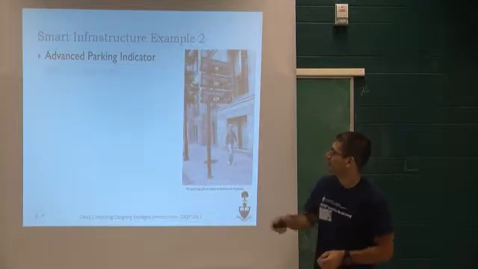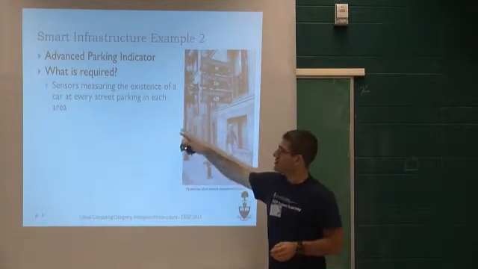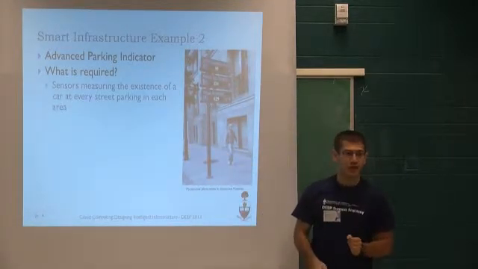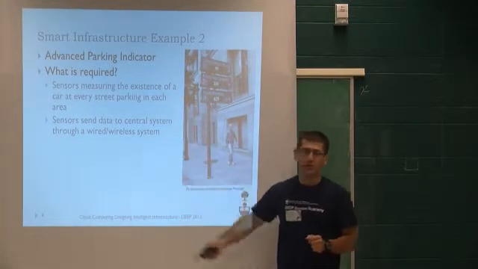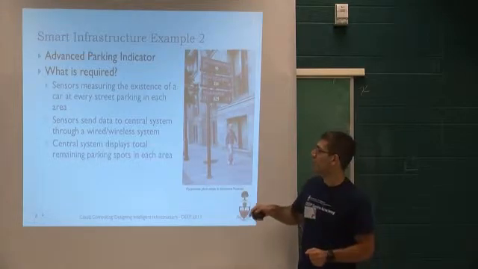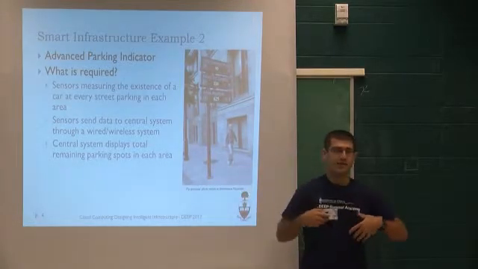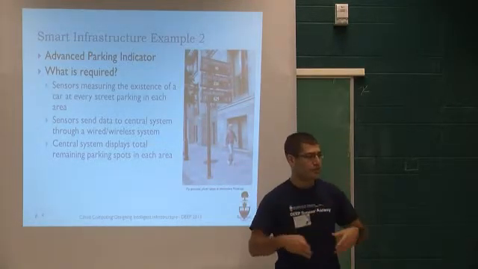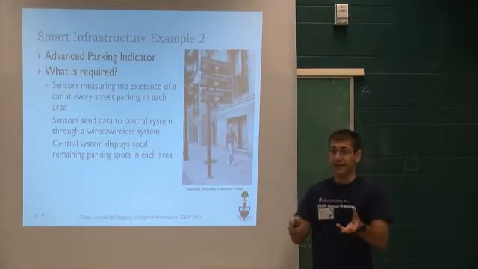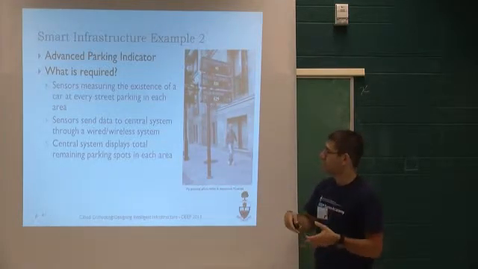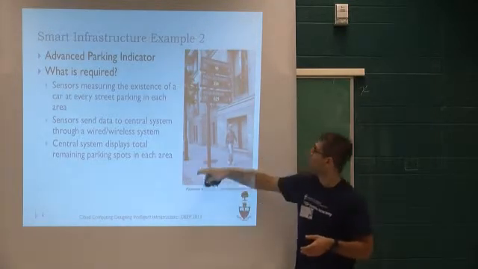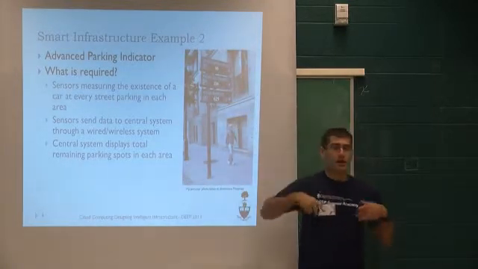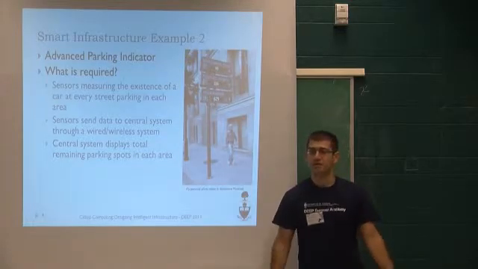Okay, so we start with the sensors. You need it for every street parking spot. Then that information needs to go to a central system. Now, the central system, it's not trying to solve a problem here. It's just displaying it. Okay? Now, how is that display of this information optimizing the performance of the system?